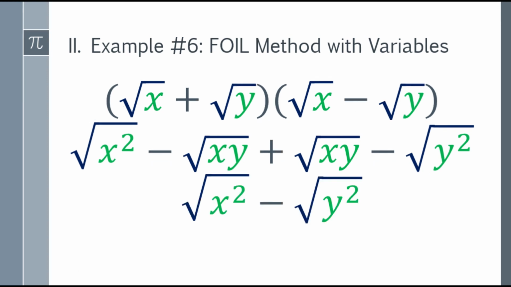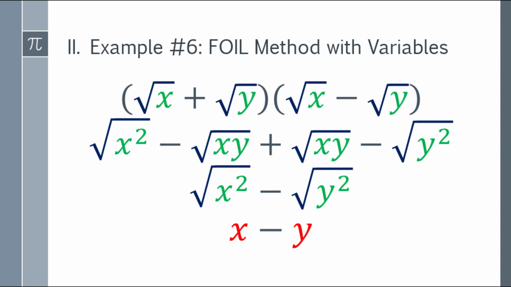You may also have noticed that it is a difference of two squares. So you will notice that the two square root of xy terms cancel out. What remains is the square root of x squared minus the square root of y squared. The square root of x squared will be x, and the square root of y squared will be y. So the final answer will be x minus y.